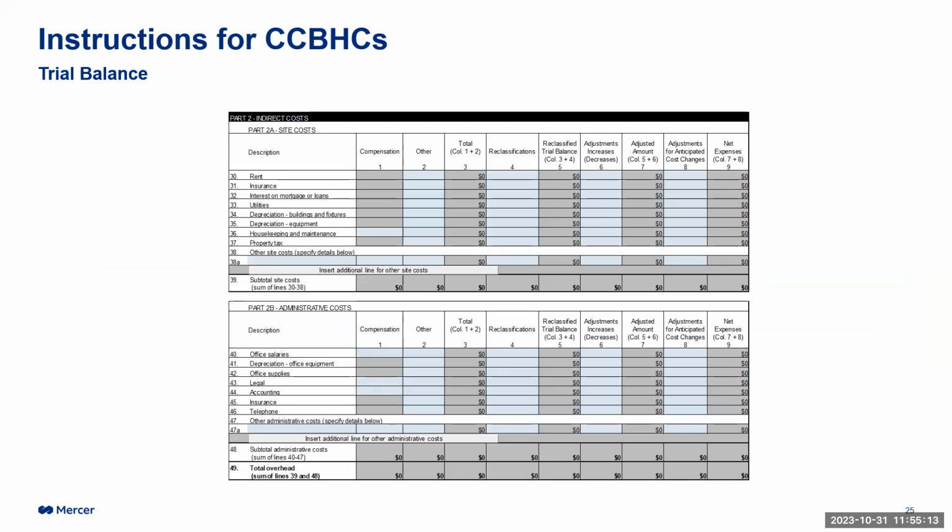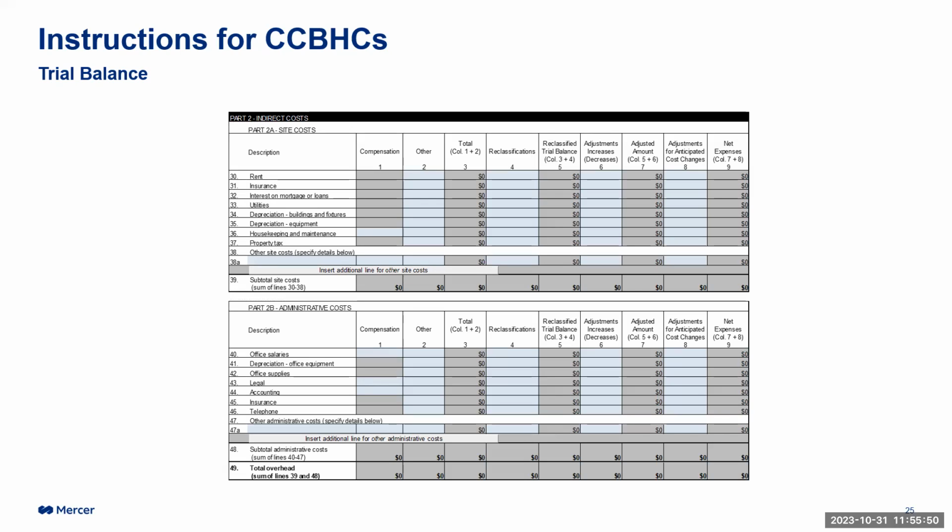Next tab, please. Up above, when we first went to the trial balance tab, we were talking about the direct costs. So this section is specific for the indirect costs of the CCBHC. You could see rent, insurance, utilities, depreciation, office salaries, pretty much just administrative functions of the CCBHC program.